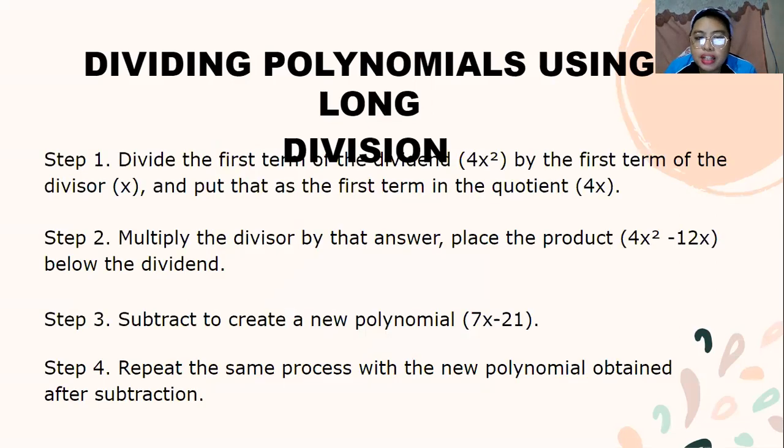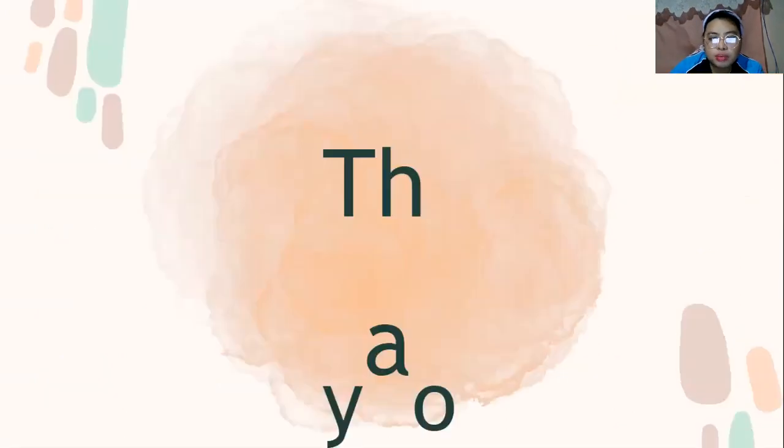So dividing polynomials using long division. Step 1, divide the first term of the dividend, 4x squared, by the first term of the divisor, x, and put that as the first term in the quotient, 4x. Step 2, multiply the divisor by that answer. Place the product, 4x squared minus 12x, below the dividend. Step 3, subtract to create a new polynomial, 7x minus 1, and repeat the same process with the new polynomial obtained after subtraction.